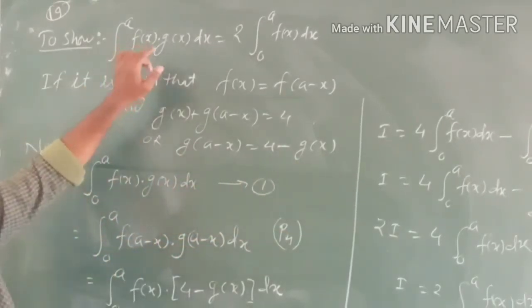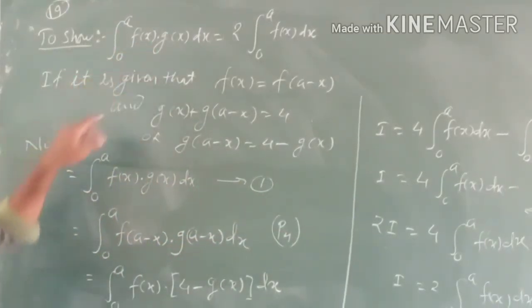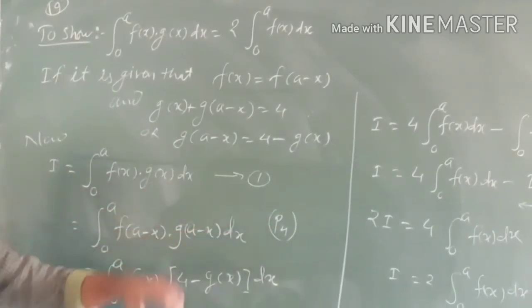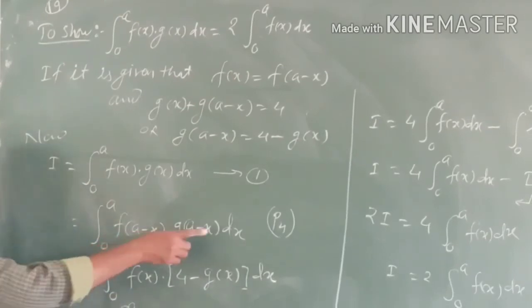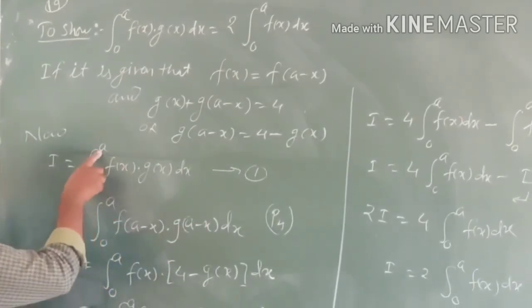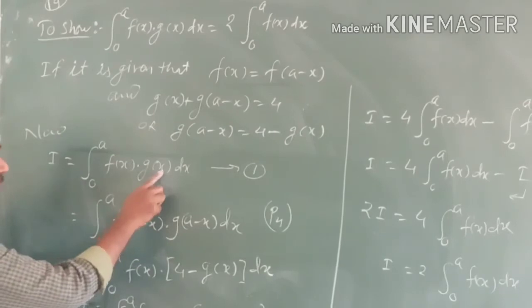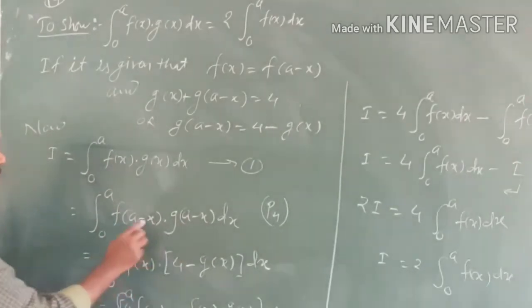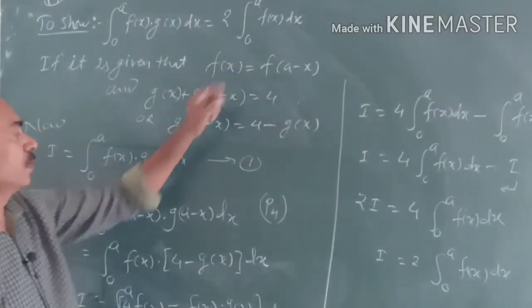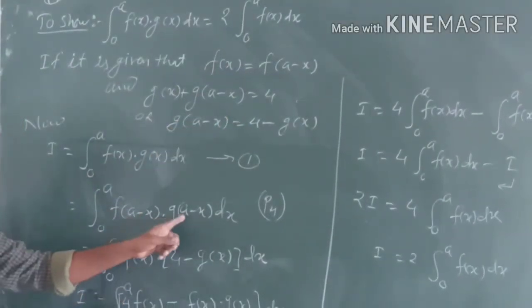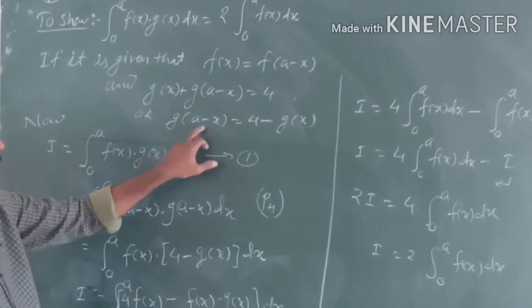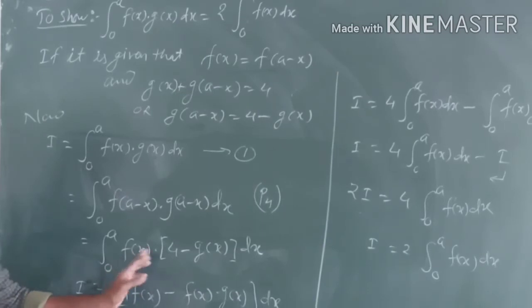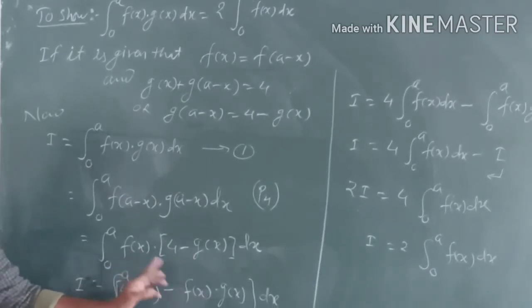Now start from the LHS, it means our integral I, 0 to a of f(x) g(x). Use property number 4 here. When we apply property number 4, in place of x we will write a minus x, and here also a minus x. So it is f of (a minus x) and g of (a minus x). f of (a minus x) is equal to f(x), so write f(x) here, and g of (a minus x) is 4 minus g(x). Open this bracket, so 4 into f(x) minus f(x) into g(x).